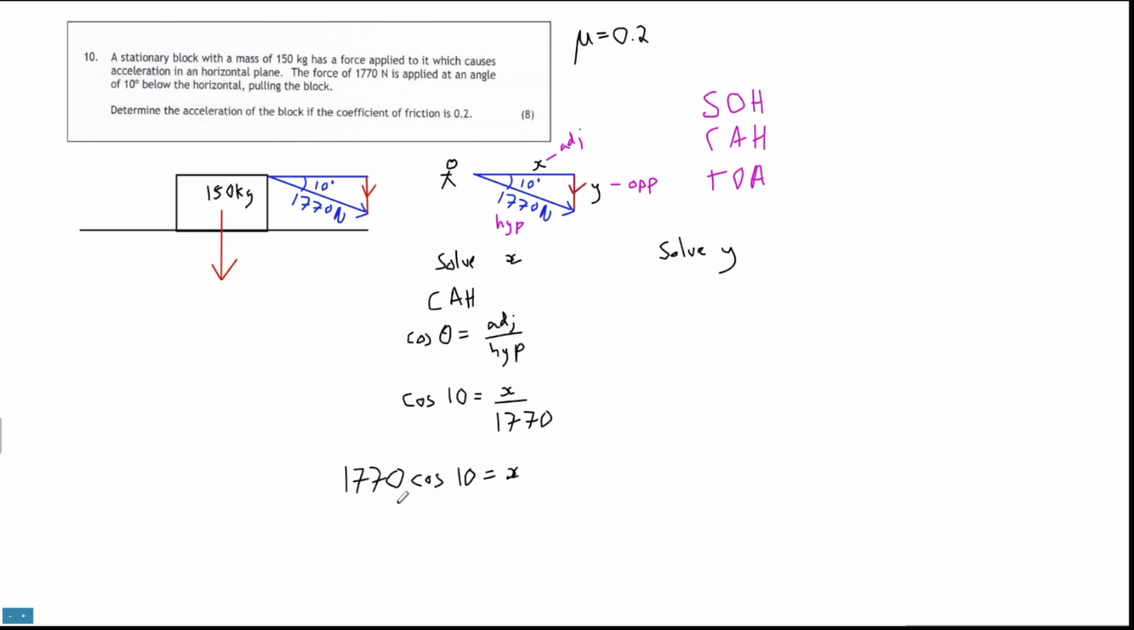Okay, now we're going to do the same thing. Before I calculate this on my calculator, I'm going to do exactly the same thing for my Y because it's so easy to get set up. The Y is the opposite, and I've got the hypotenuse. So opposite, hypotenuse, I'm going to use the SOH. So let's write it down as SOH. This means sine of the angle is equal to the opposite over the hypotenuse. And this is going to be sine of the 10 is equal to the opposite, which is Y, over the 1770. Again, same trick, same treatment. We're going to multiply both sides by 1770 to get 1770 sine 10. That's equal to Y.